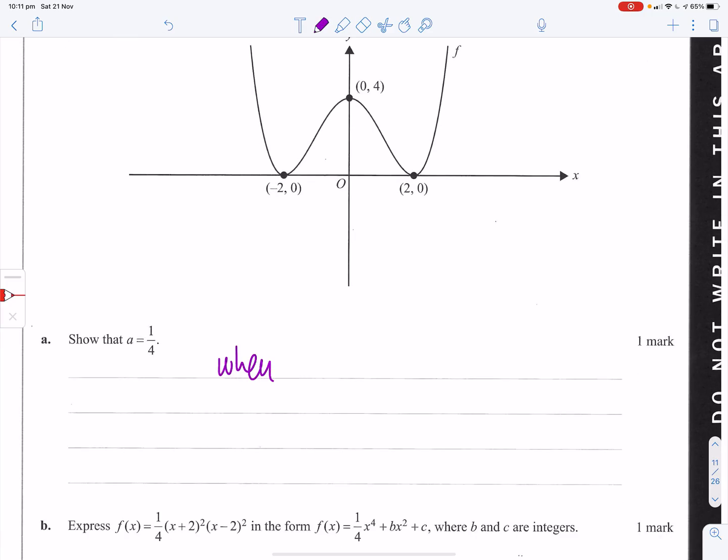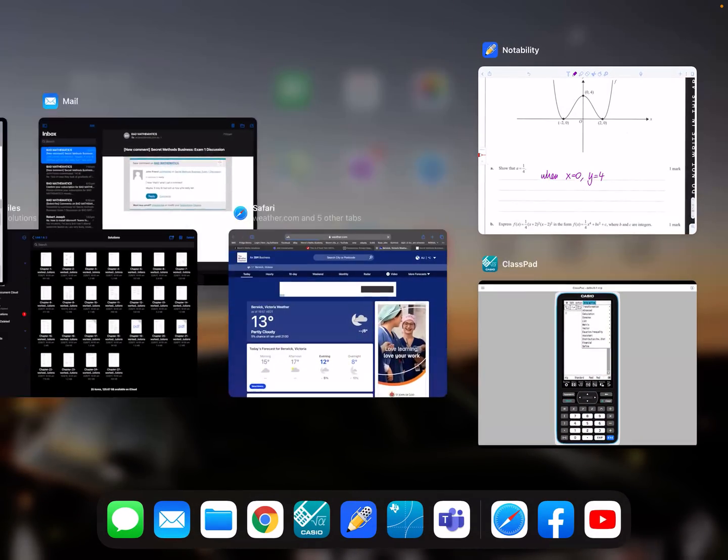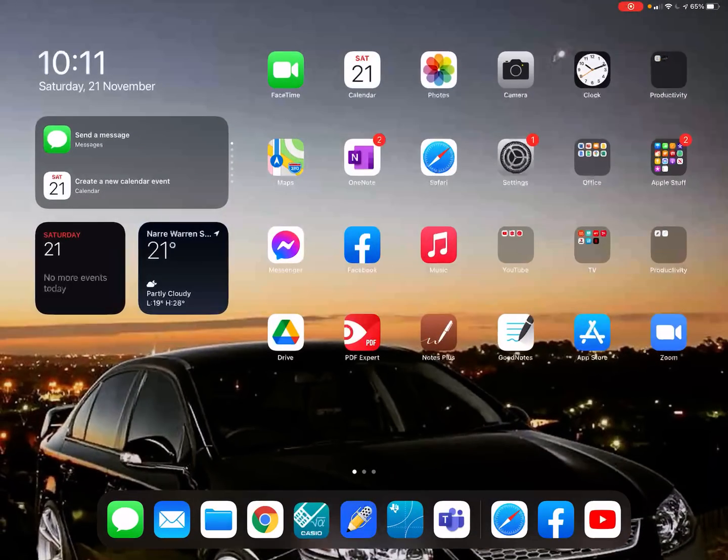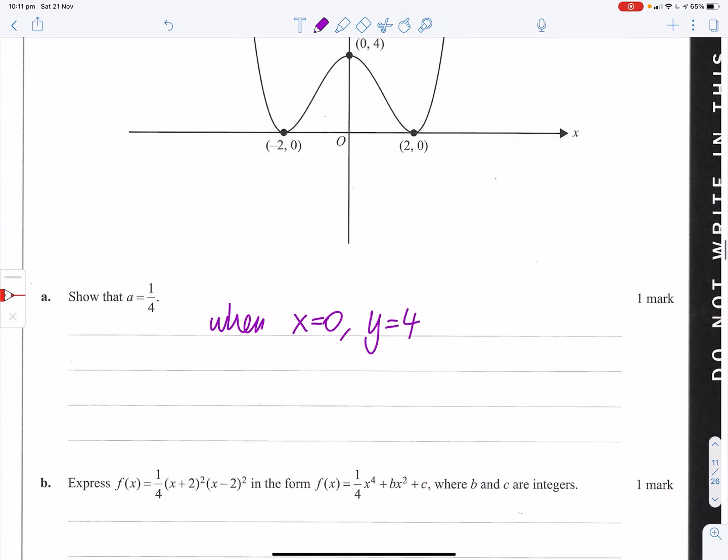So we know when x equals 0, y is equal to 4. Now I'm just going to close all the other apps that I've got, because generally it slows down the calculator. Okay, so we get 4 is equal to a, x minus 2 squared, x plus 2 squared. That's going to give me 16a is equal to 4. So a is equal to 1/4.